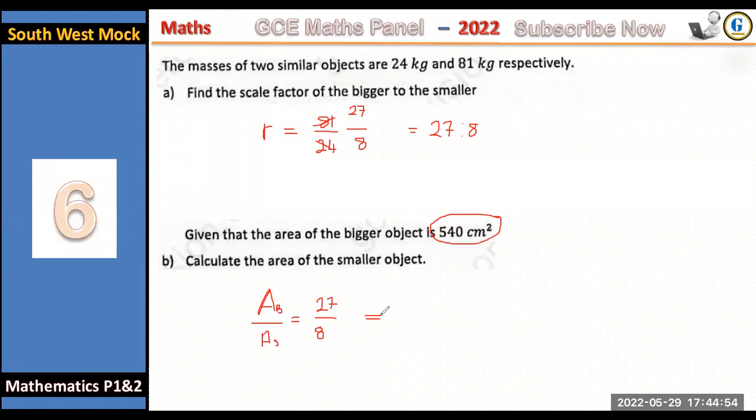So this implies that the area of the smaller one, AS, should be equal to, we cross multiply, 8 times the area of the big one, all that on 27. So 8 times the area of the big one. What's the area of the big one? 540. All that divided by 27. So from here, 27 into 54, 2 times, and then we have the 0, 20. So what is 8 times 20?